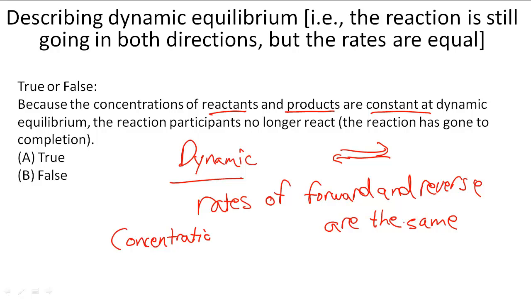Now, this doesn't mean that the concentrations stay constant unless something changes. But that's only because the reactions are happening, that when you reach dynamic equilibrium, the rates are equal. So the concentration stays constant, but the rates of the forward and reverse reactions are the same. So remember, dynamic means things are always happening. So that means B. This question is false. This question is false because things are always happening.